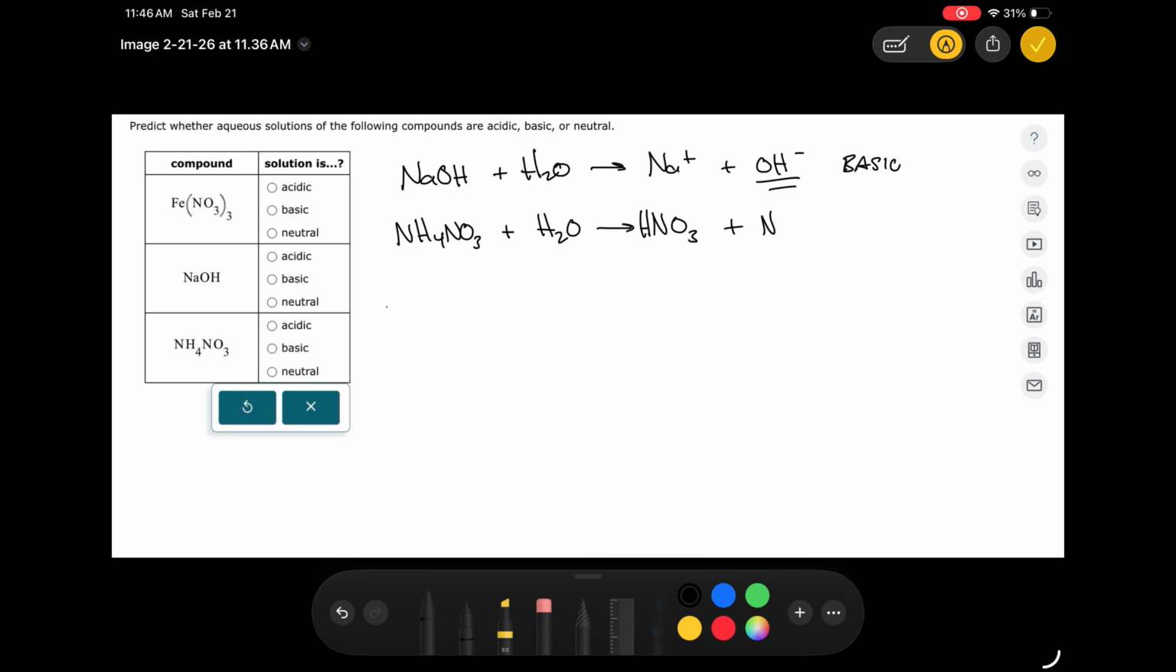So HNO3 plus NH3 plus H2O. Well, what do we have here? We have a strong acid and we have a weak base. So we have it acidic. Okay, now to this one.